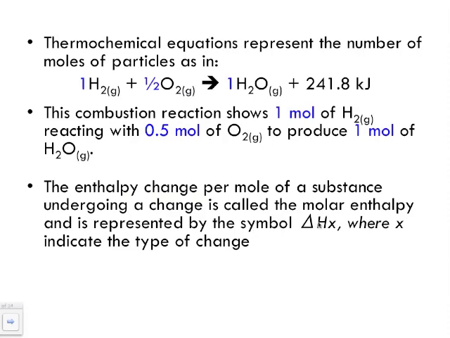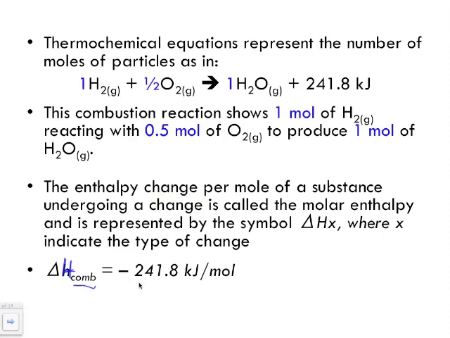Now, the enthalpy change per mole of a substance undergoing a change is called the molar enthalpy and is represented by the symbol delta H sub X, where X indicates the actual type of change that occurs. So what we have here is a change in enthalpy based on a combustion reaction. So this X is going to say something along the lines of combustion. Here we have a capital H, and then COMB to represent combustion, right?